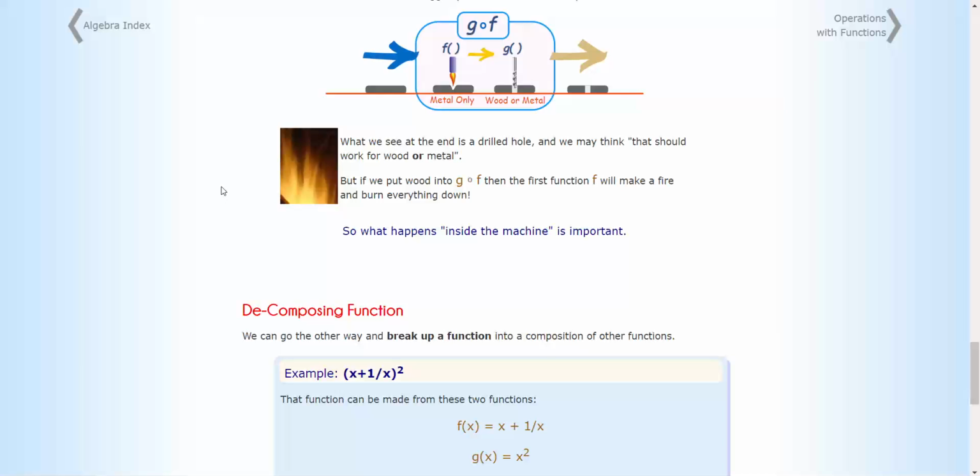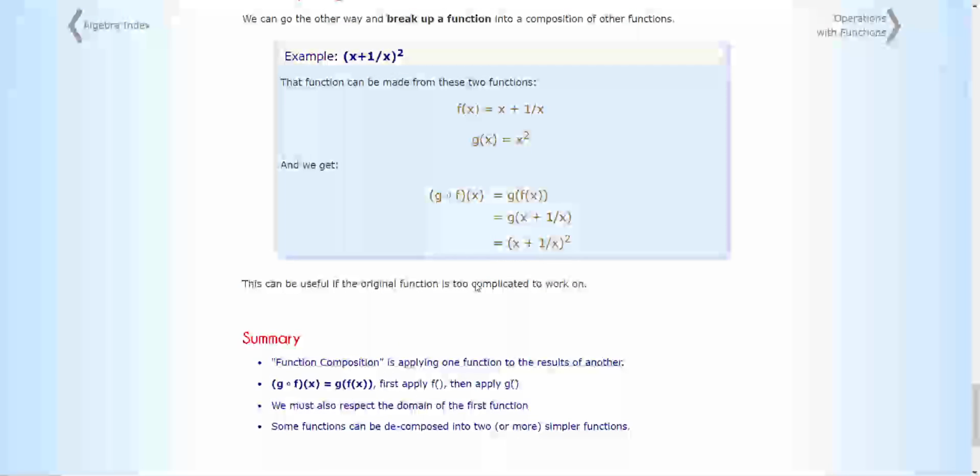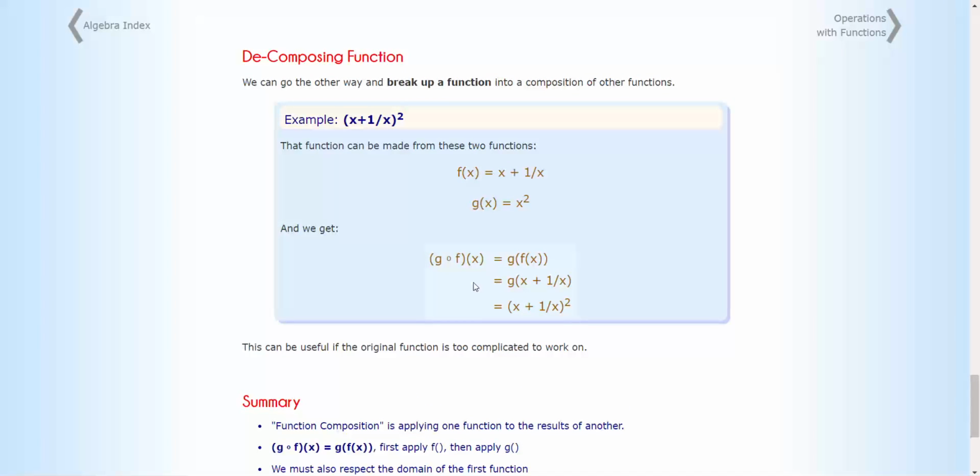So that's that. What we could do next is decomposing a function. We can go the other way and break up a function into a composition of other functions. The function can be made from these two functions. So we have f of x, and basically what he's done is create two functions. Decomposition could be useful if the function is complicated.